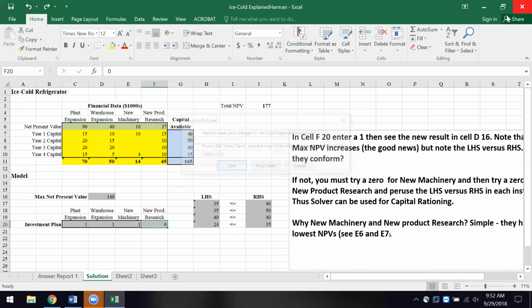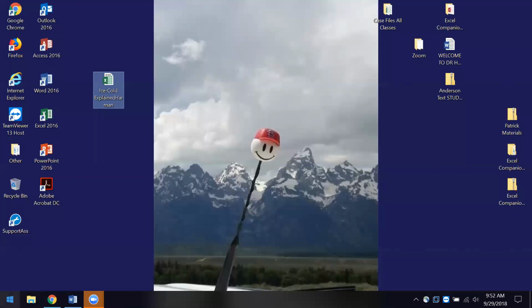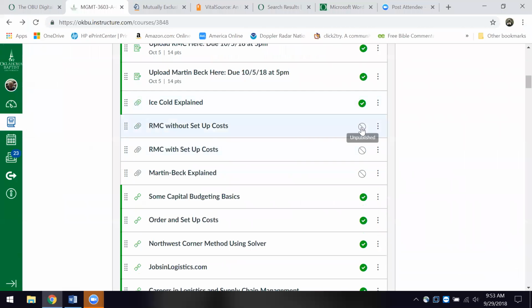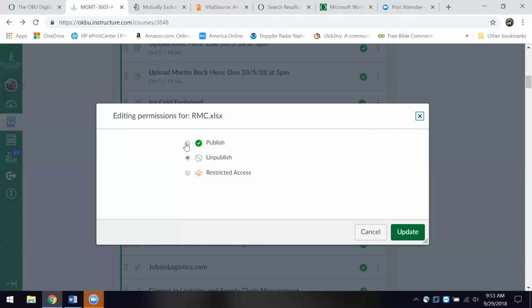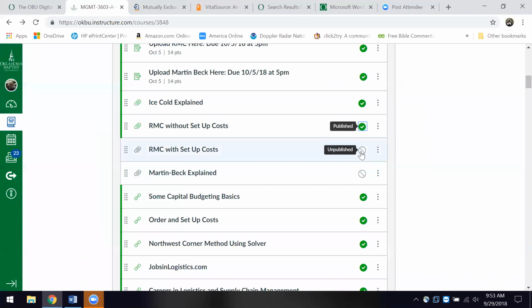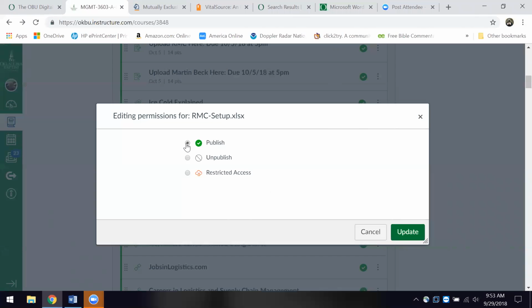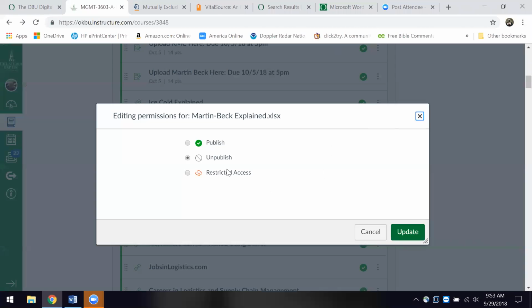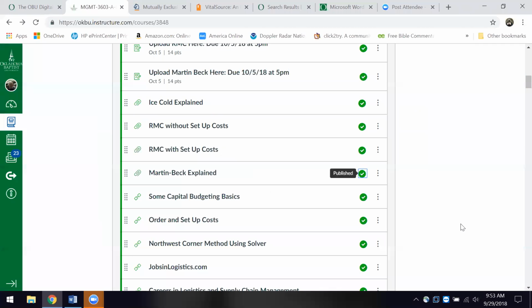Okay, I'm going to close this off. And we'll go back here, and I'm going to make the RMC without setup costs. I'm going to publish it. So you should be able to see it. And I'm going to publish RMC with setup costs, and we'll talk about that. And then I'm also going to publish Martin Beck.